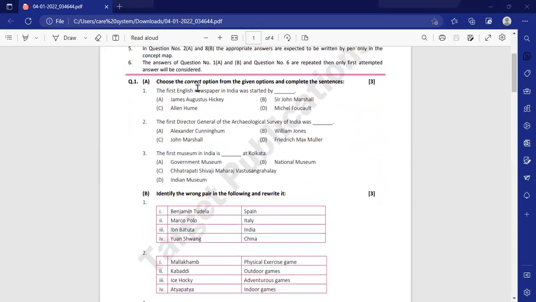Question 1A, choose the correct option from the given options and complete the sentence. See, 3 question answers are given here. 4 options are given for each. For 1, 4 options, 2, 4 options, and 3, 4 options. 3 questions for 3 marks. See, if you don't know the answer, then also write any of the options so that you may get a mark by luck. If by luck that answer is correct, you will get the mark. Okay. So don't keep it blank. Fill in the blank should be filled by any of the options. Don't keep it blank while writing your answer sheet. So 3 marks for 3 fill in the blanks.